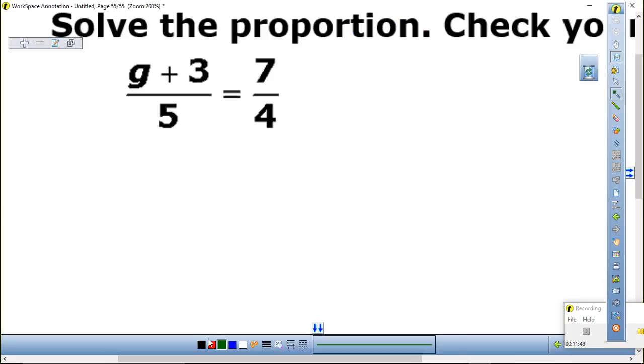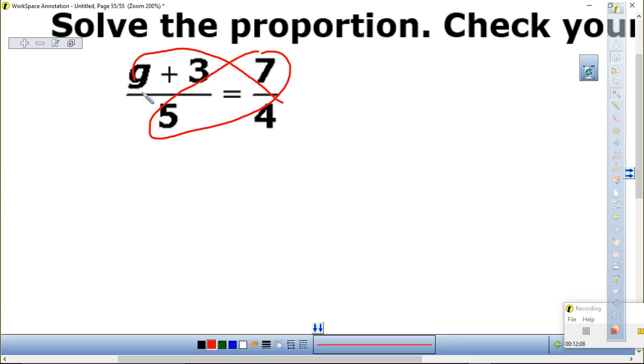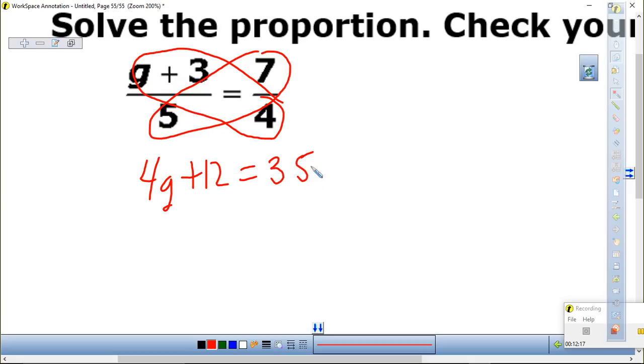Would you help me with this one, Hallie? What do I do? Okay. Yes, but g plus 3 times 4. So what do I write here? Thank you. And you know what to do from there, yes?